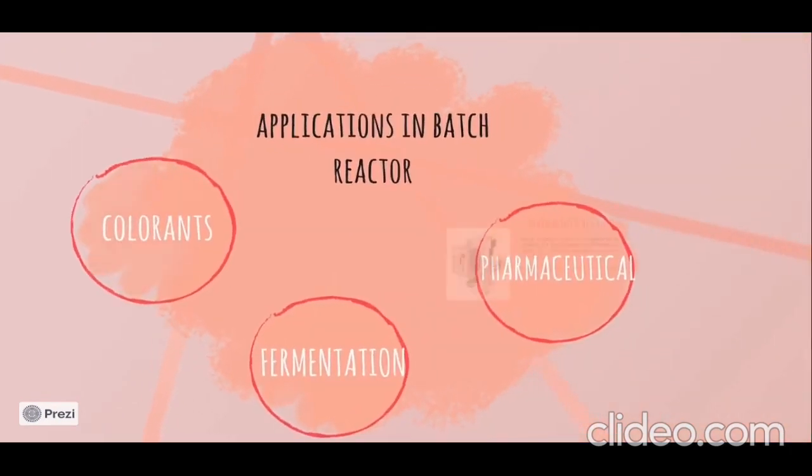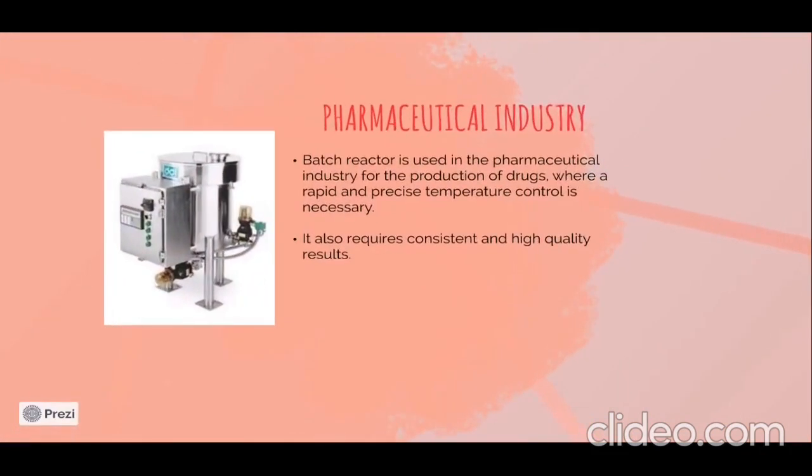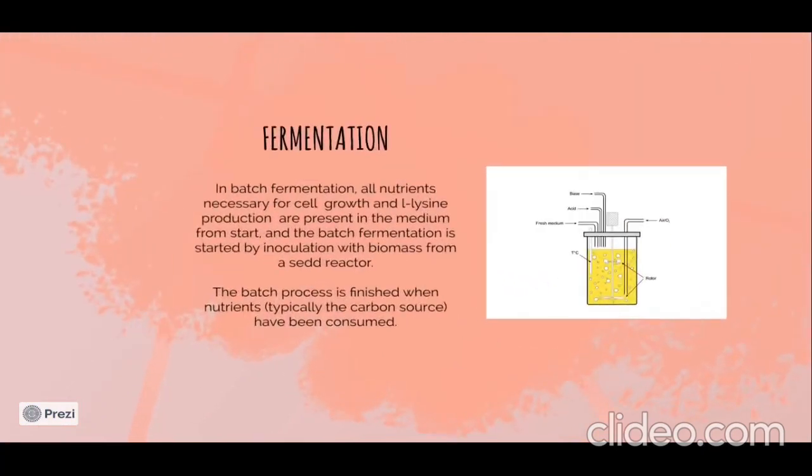And next, in the pharmaceutical industry, a batch reactor is used for the production of drugs, where rapid and precise temperature control is very necessary. It also requires consistent and high quality results. This is because a drug is for us, the consumer, to take when we get sick or when we need a medicine to cure any disease.